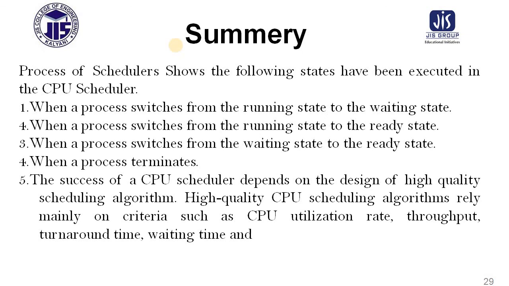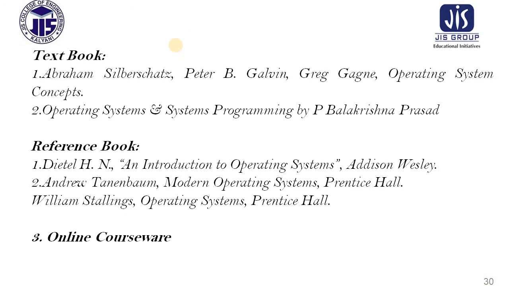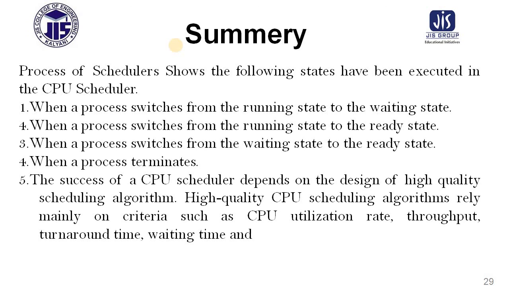So what is the summary we have learned from this chapter? When a process switches from the running state to the waiting state, from the running state to the ready state, from the waiting state to the ready state, or when a process terminates. The success of a CPU scheduler depends on the design of a high-quality scheduling algorithm. Higher quality CPU scheduling algorithms rely mainly on criteria such as CPU utilization rate, throughput, turnaround time, and waiting time.